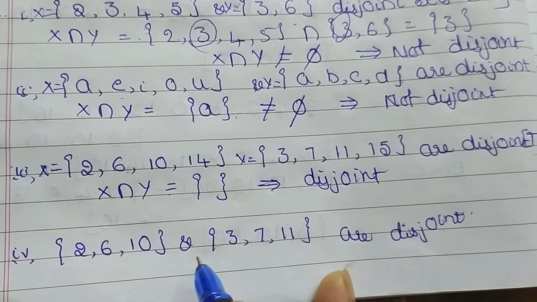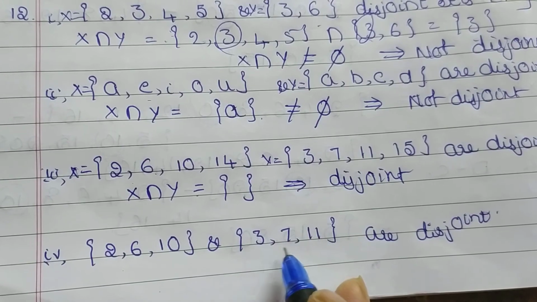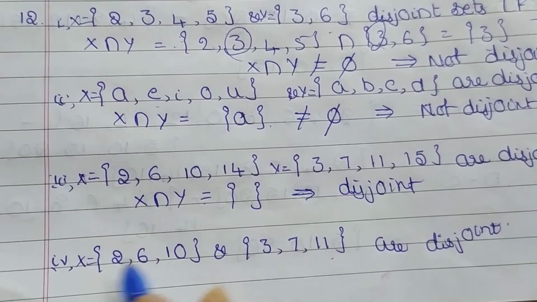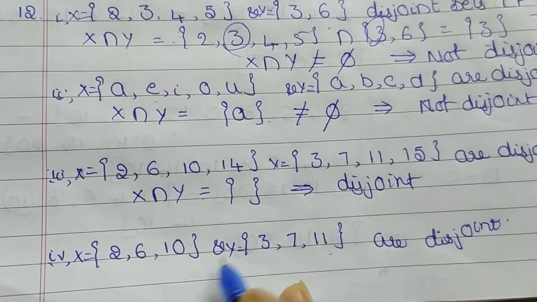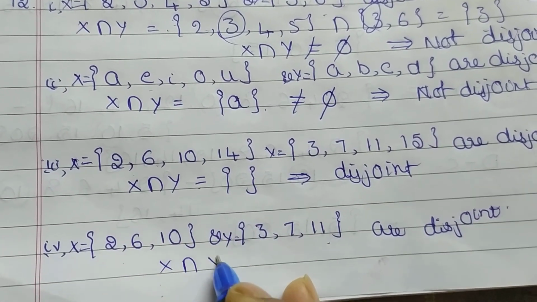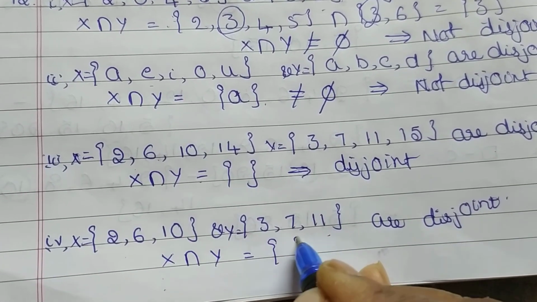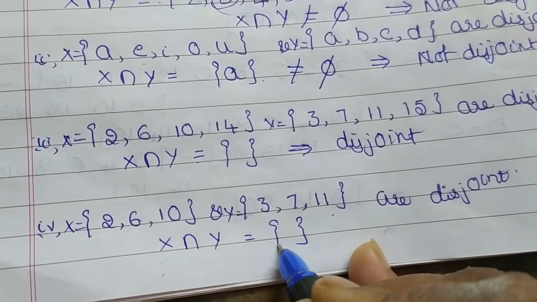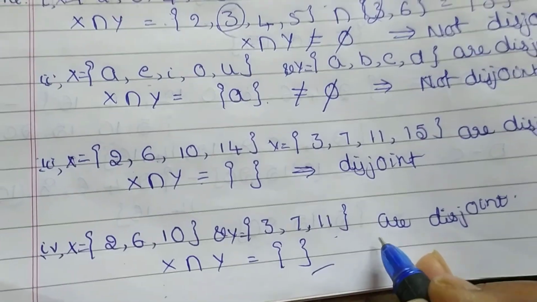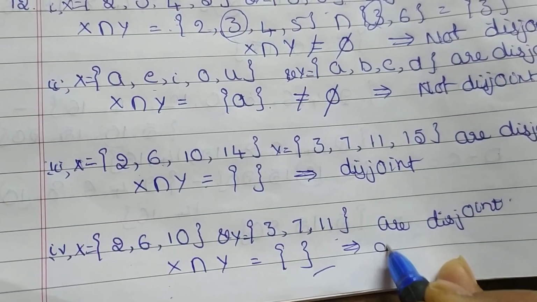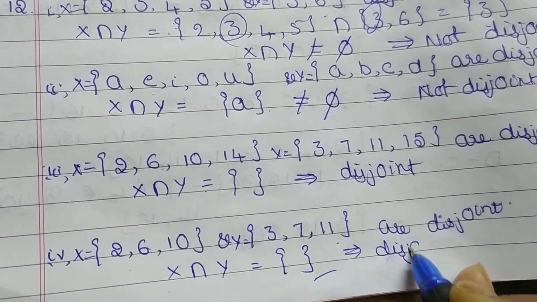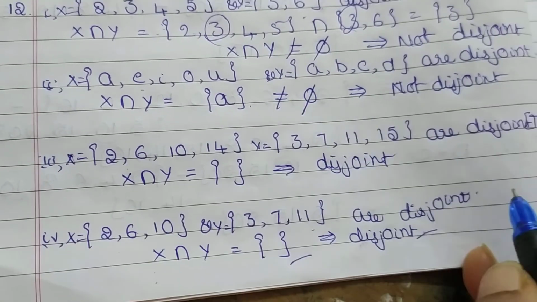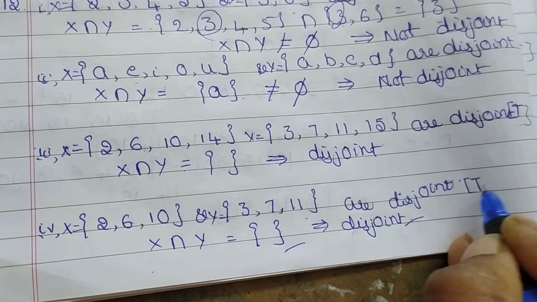Now coming to the last problem, 2, 6, 10 and 3, 7, 11. Again we will consider both the sets as x and y. Again we will find x intersection y. No element is common in both the sets. That's why it will be an empty set. Since the intersection of the two sets is empty, they are disjoint sets. That means what they gave is true.